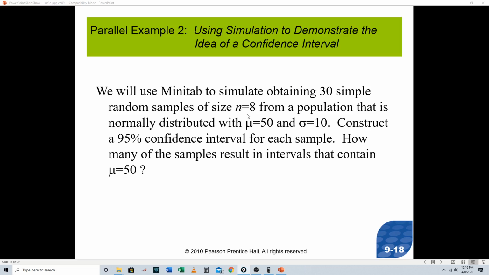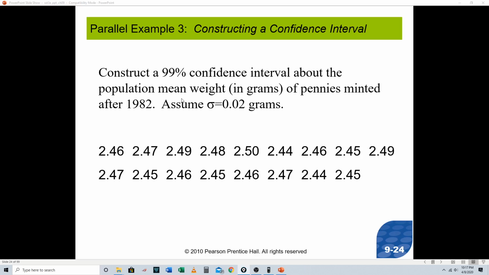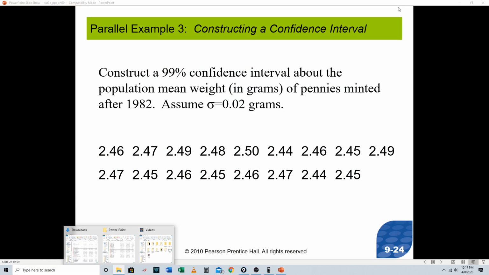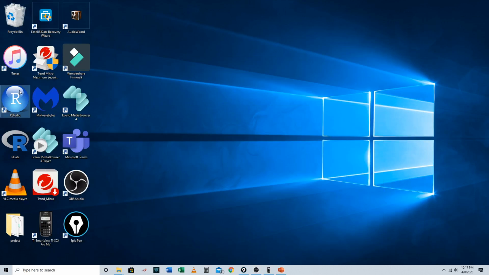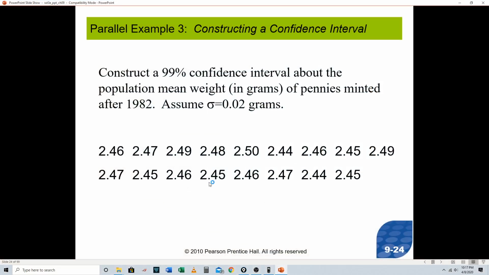So there's the formula. Find one. Here we go. Construct a 99% confidence interval about the population mean weight in grams of pennies minted after 1982. Assume that sigma is 0.2. Now I've gone ahead and created that file in Excel. So what I'm going to do is open R. Open RStudio. And I'm going to run this formula.